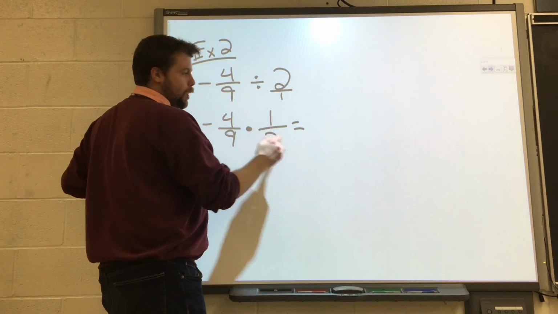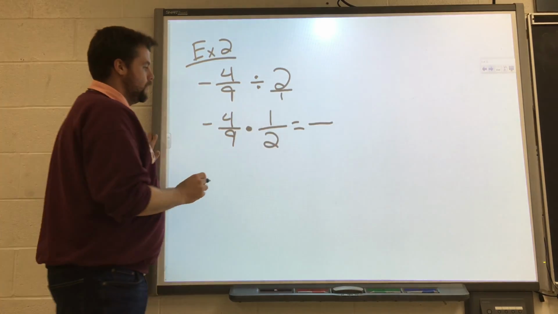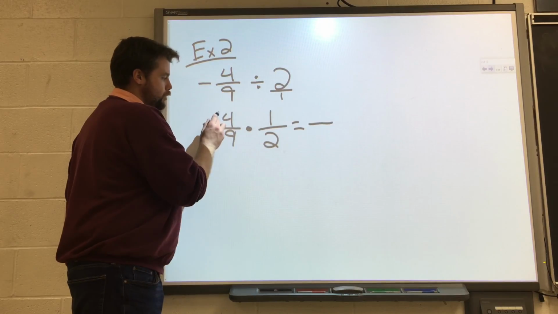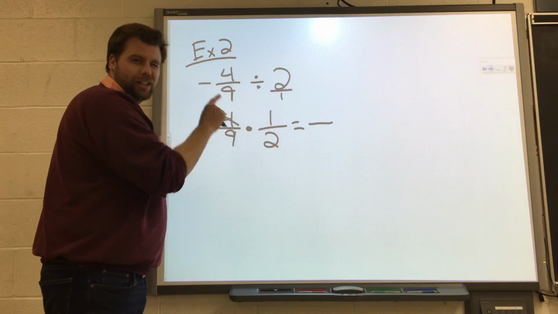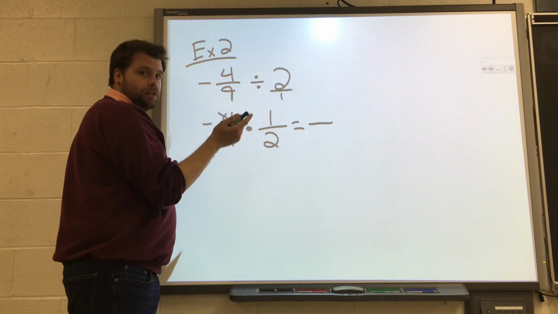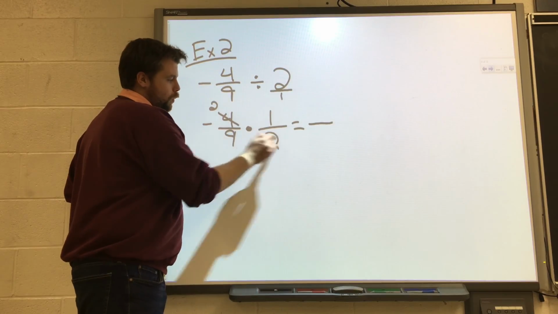We've got a negative times a positive. That would be a negative. We can cross simplify. We've got 4 and 2. Those are both divisible by 2. When we look to cross simplify, we're looking top and bottom. 4 and 2 are both divisible by 2. 2 goes into 4 twice. 2 goes into 2 once.